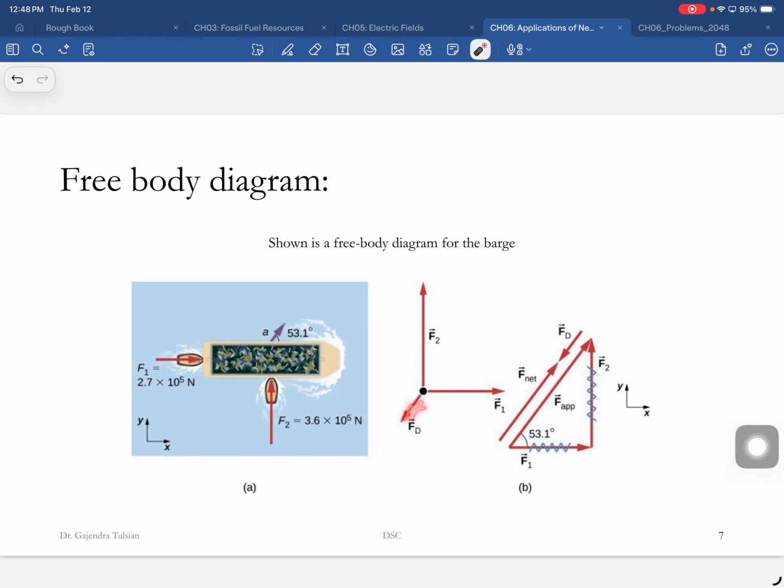What is this fella? The resultant of these two is that one. Is that the force the boat exerts on the tugboats? No, that would have to be equal and opposite. This is a drag force. It's a friction force due to the water. So there are three forces acting on this object, and the sum of these three forces is the net force. And that's the direction of the acceleration of the barge. So that's what we do there.